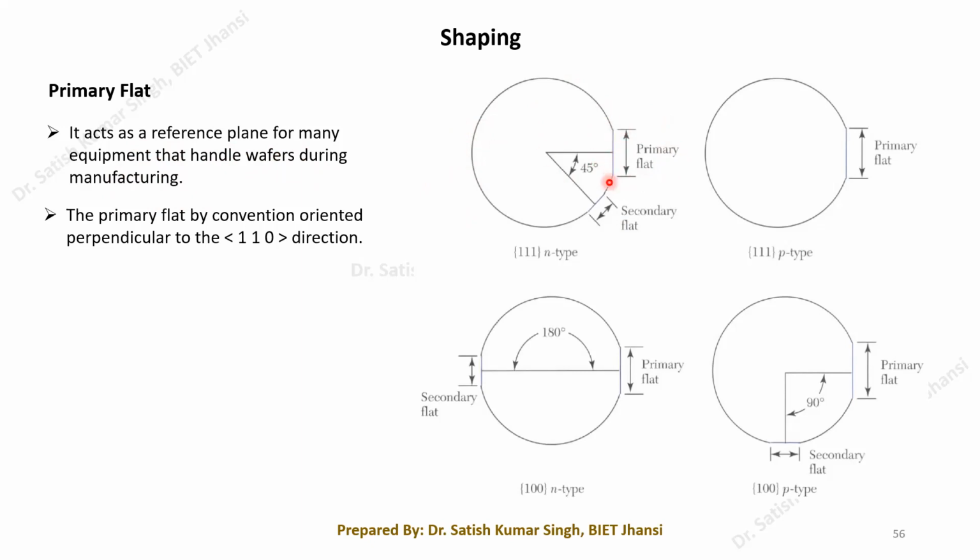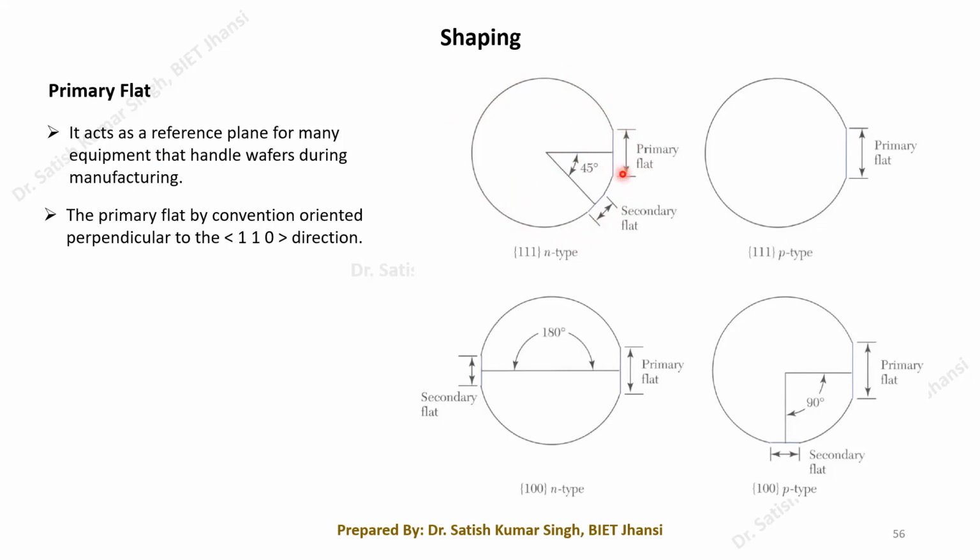When we perform any operations, if we don't have this flat region, this circular shape has circular symmetry. We will not be able to understand how to hold this particular wafer, and whether we have to perform the operation at this section or that section, or some other section. That will be quite confusing. So that's why this particular flat acts as a reference plane.